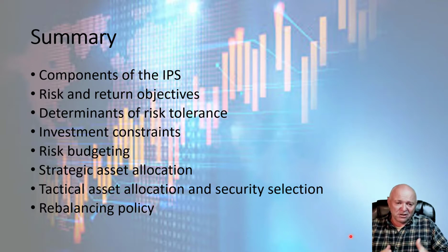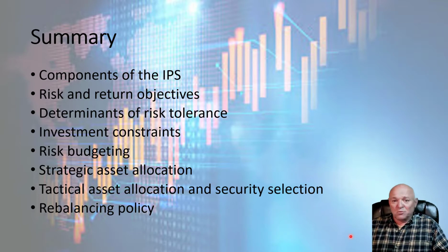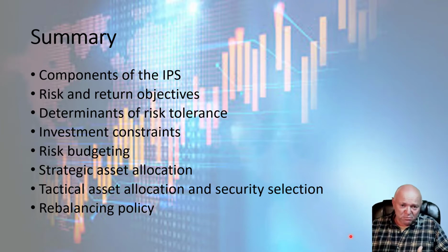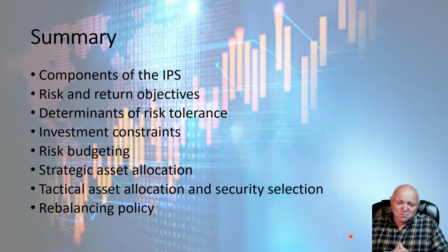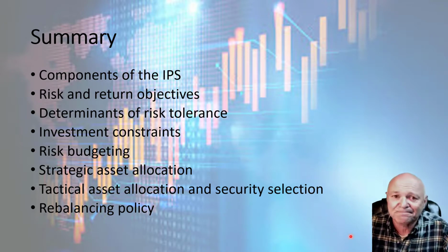Risk budgeting for the systematic and the idiosyncratic risks. We talked about the identification of asset classes and how those are going to help us to define our strategic asset allocation. And then we talked briefly about things like tactical asset allocation. Security selection is essentially going to be part of the process, but it's not going to be an important part of the first stage of the investment policy strategy. And we looked at the monitoring and rebalancing of our investment policies.